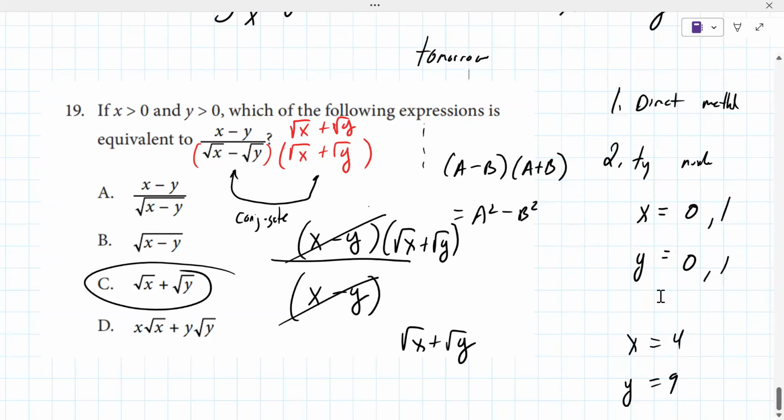The number thing is good if you pick good numbers. I don't know if you're going to have a calculator or not, but you've got to pick good numbers. 4 minus 9 over square root of 4, which is 2 minus 3, ends up giving you the same thing. If you're going to try numbers, try the easy ones first. Don't necessarily do it in order. Do it in the order where you feel like you can get it.